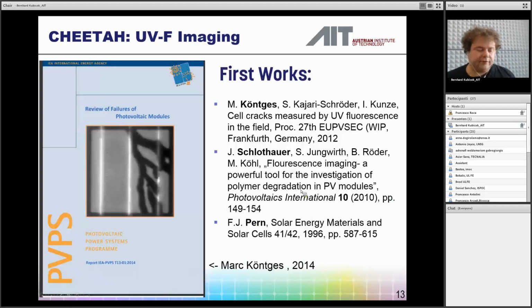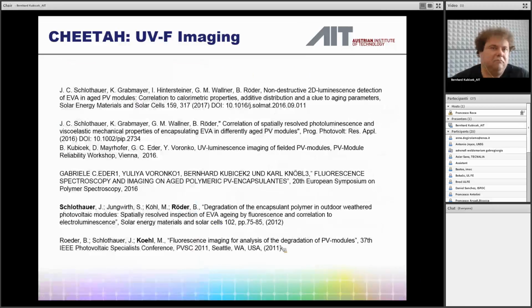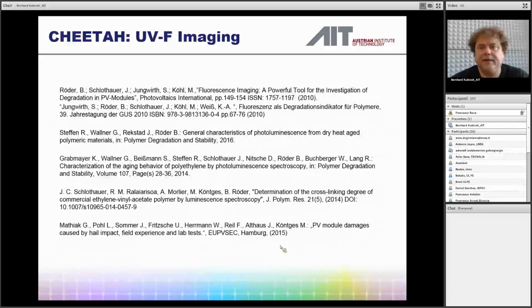There has been a lot of research going on for multiple years, not only from us, but also, of course, from Mark Köntges, the Beate Röder group in Germany with Jan Schlothauer, even older papers like Pern. And here I give you a short collection of papers. There are a lot of them, mostly from these typical writers.